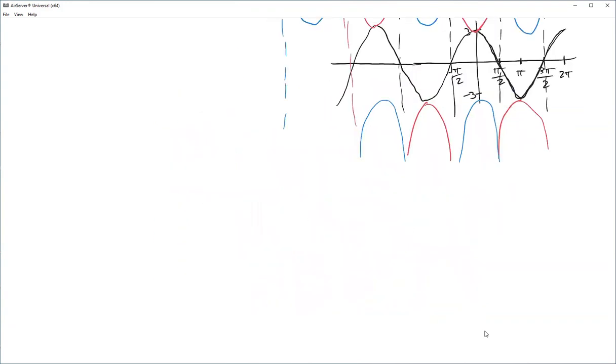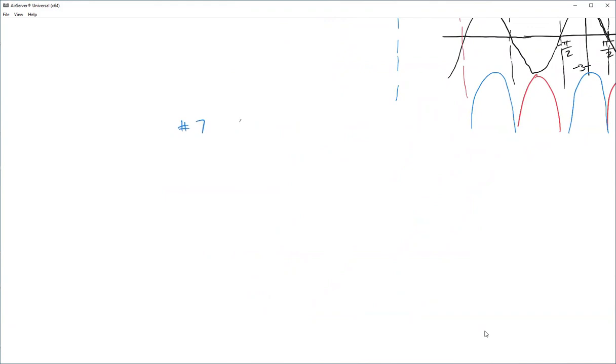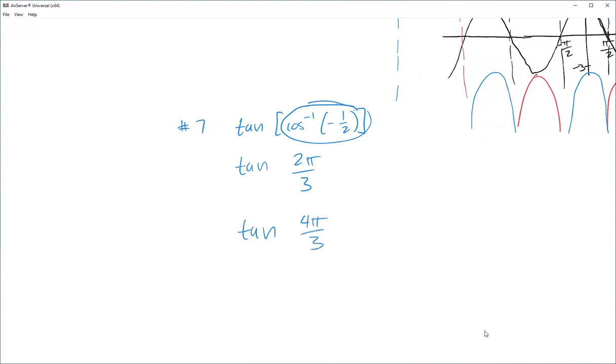All right, number 7, it's find the tangent of the inverse cosine of -1/2. Okay, the cosine of -1/2. Where's the x value at -1/2? So -1/2 would be in either quadrant. So it would be 4 pi over 3, right, negative 1/2, or it could be 2 pi over 3. So this could be either or. So you get the tangent of 2 pi over 3, and you get the tangent of 4 pi over 3. Because that's where cosine is -1/2.